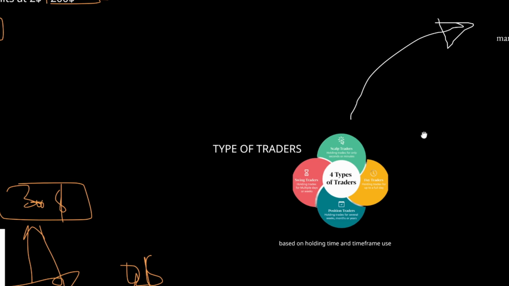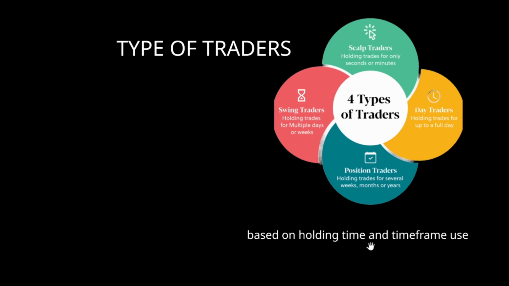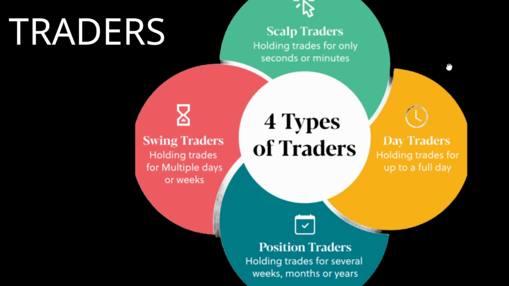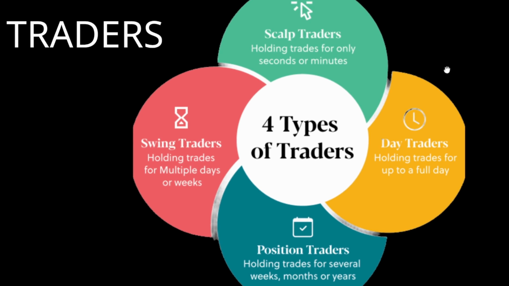So let's see the types of traders based on holding time and time frame used. It depends on what time frame you use and how much time you are holding your trades, meaning you buy and you hold until you're selling. So you have scalp traders, holding trades for only seconds or minutes. They are holding and exiting really quickly. Normally, they use a time frame of 1 minute or sometimes 5 minutes, and some even in seconds, but this is really rare.